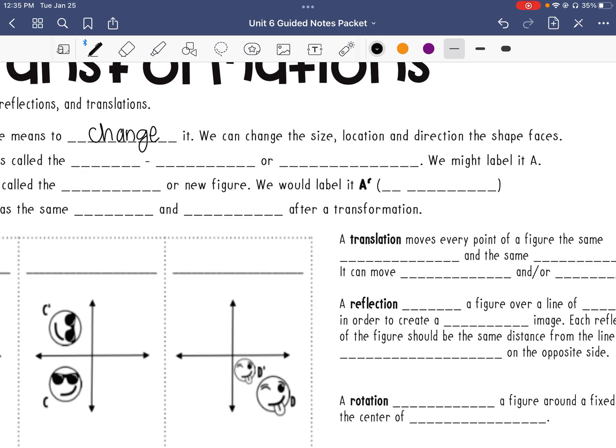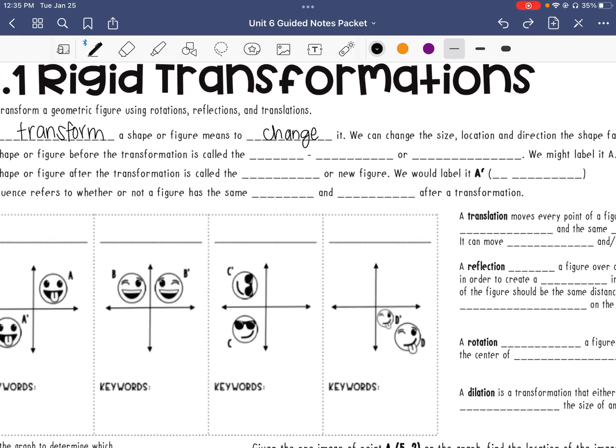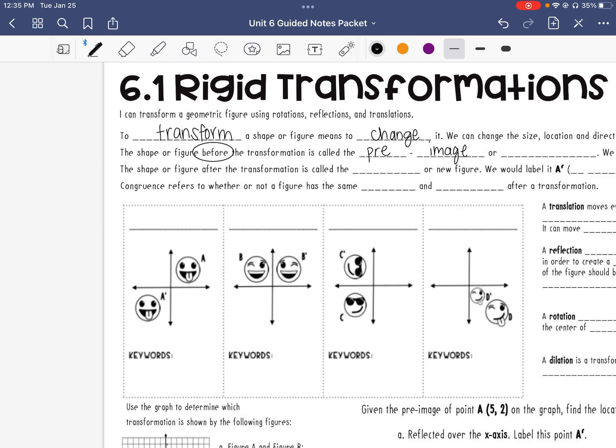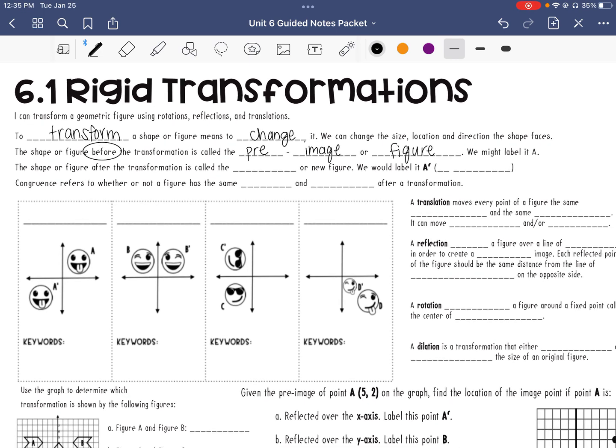And when we transform things in math, we can change the size, location, and direction the shape faces. Okay, we can change several things. The shape or figure before the transformation, I want you guys to go ahead and circle the word before. The shape or figure before the transformation is what we call the pre-image. Or some people call it the figure. I never will, but it's in your notes just so you're aware.